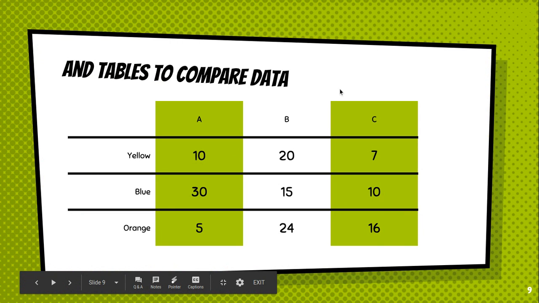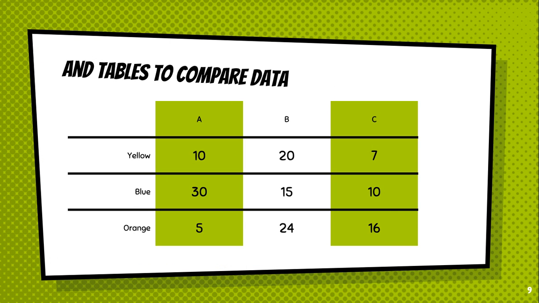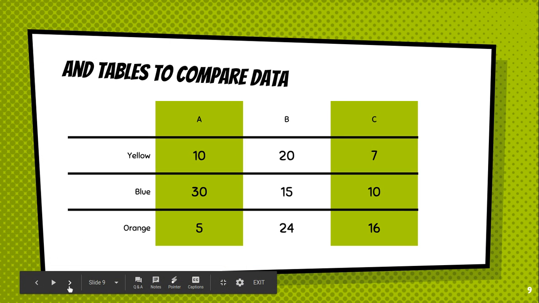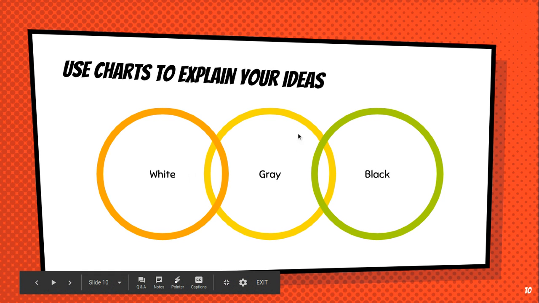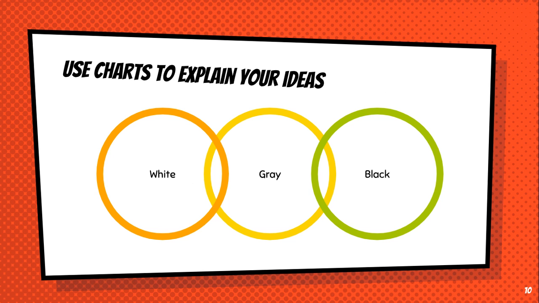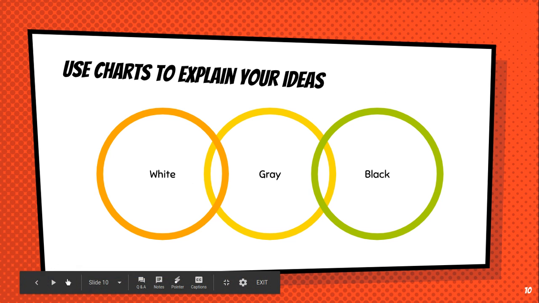The next thing, you can always put in tables to compare data. They show your audience nice, clear points of comparison for things. It's not overloaded with words. It's a great visual for them to be able to see as well. You could also use charts that explain your big ideas, where you can compare three different things very easily with very few words, but it's very appealing to the eyes.